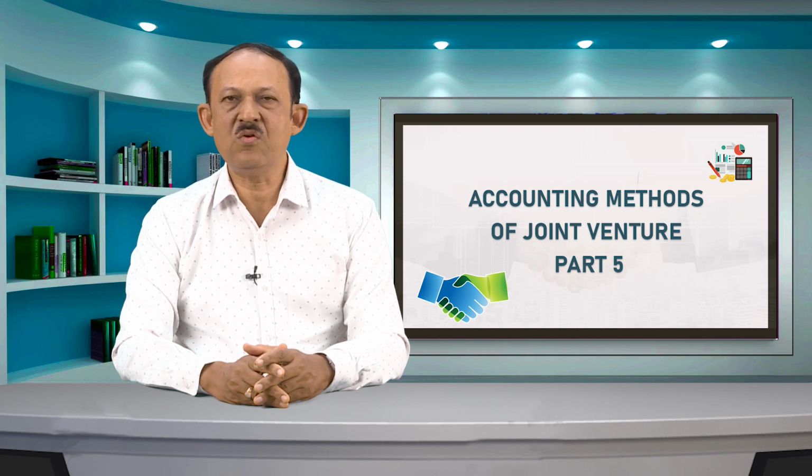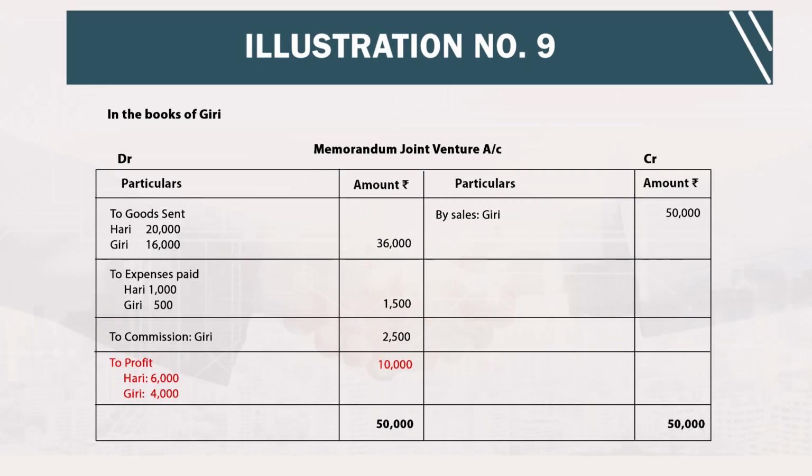Now, let us see how the memorandum joint venture account and Hari's account will appear in the book of Giri. In the book of Giri, memorandum joint venture account, now on debit side: to goods sent by Hari rupees 20,000, by Giri rupees 16,000, total amount 36,000. To expenses paid by Hari rupees 1,000, Giri rupees 500, total 1,500. By sales, Giri rupees 50,000. It is on credit side of memorandum joint venture account.